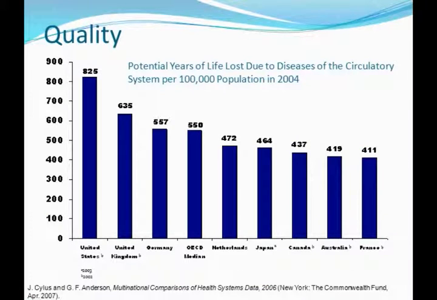And quality is another area. Here we show potential years of life lost due to diseases of the circulatory system. Again, the United States, we're number one, but not in a good way. The industrialized country median is about 550 potential years of life lost, whereas the United States is 825. So even with this increased spending per person and as a percentage of GDP, we still have a 50% variation just in terms of quality in the United States.